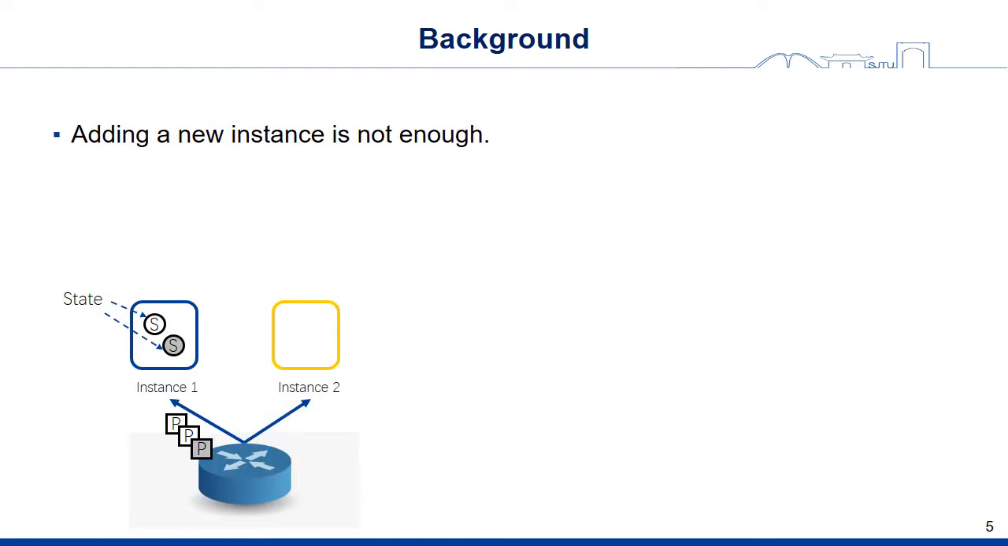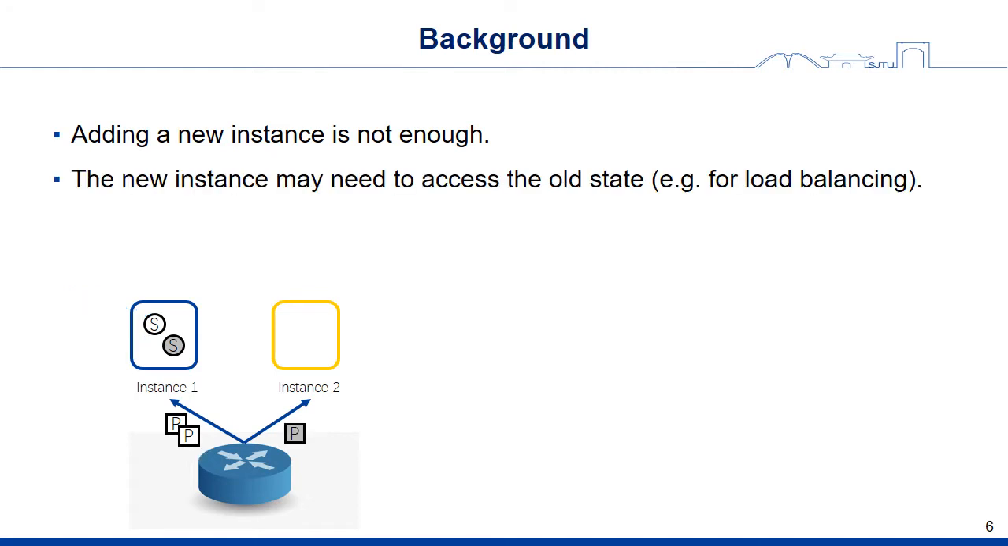But sometimes, simply adding a new instance is not enough, because most network functions are stateful. They keep state, and this brings problems. Let's take this as an example. Instance 2 doesn't hold the required state, so it cannot process the flows that were originally processed by instance 1.